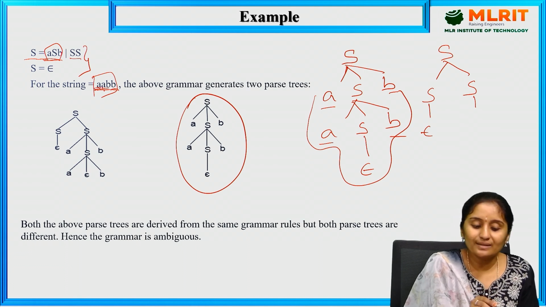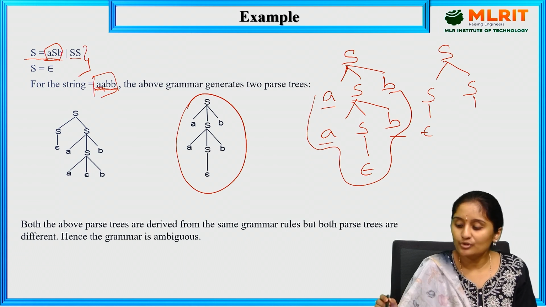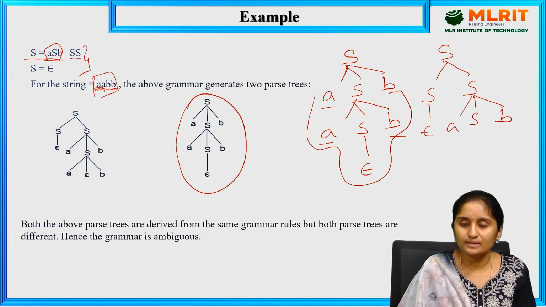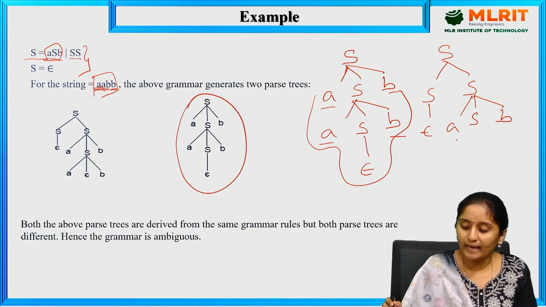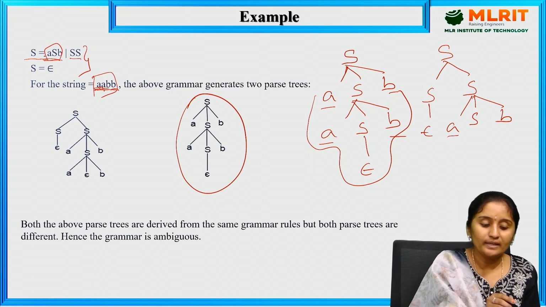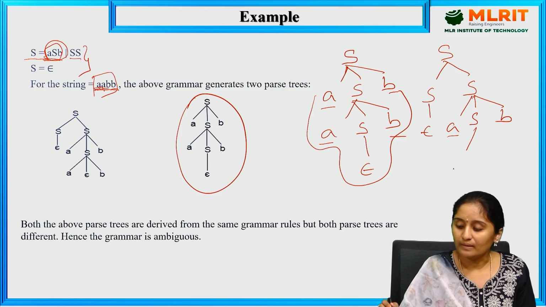But I need to get the string. The first character is A, so ASB. So I got the first character A. The next, I again need to get the second character as A, so I need to replace it with ASB.